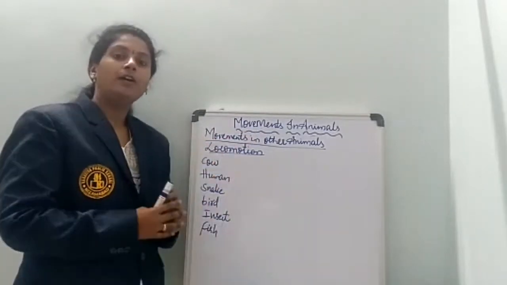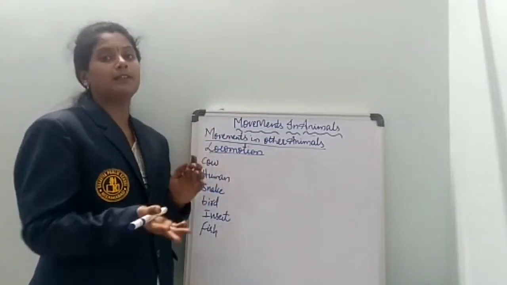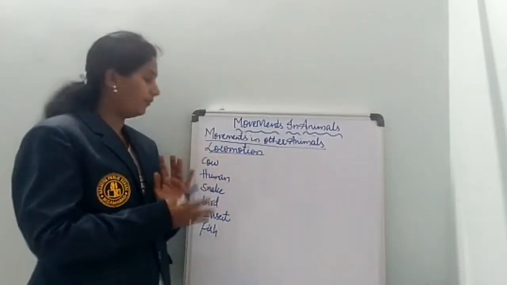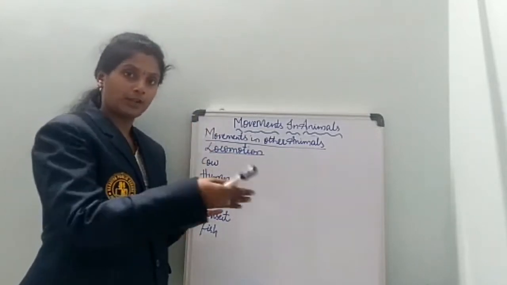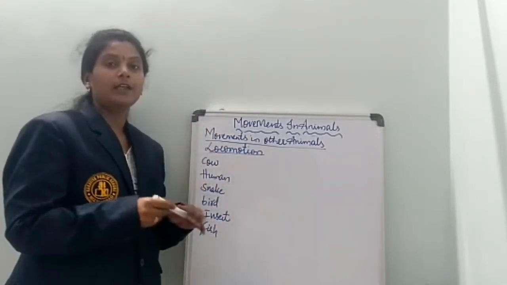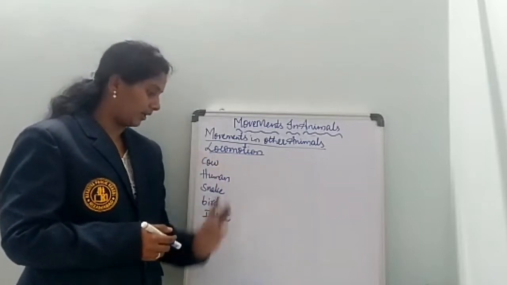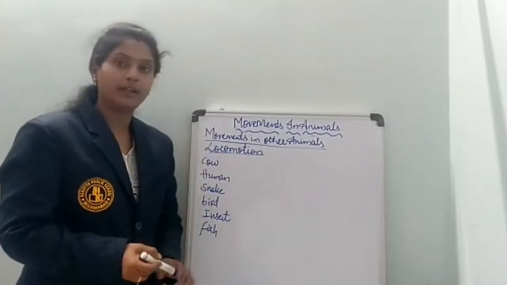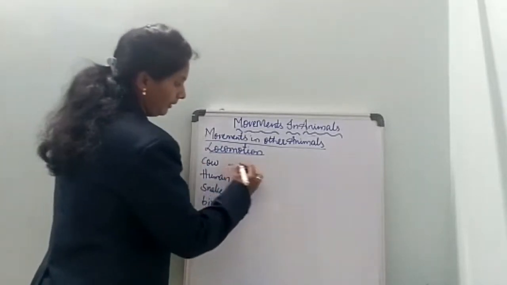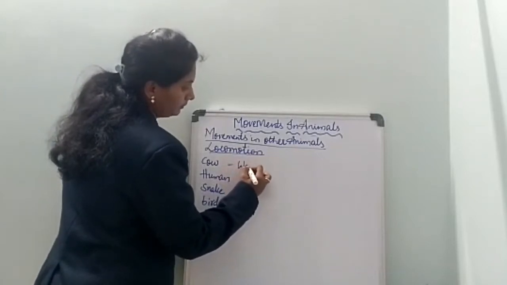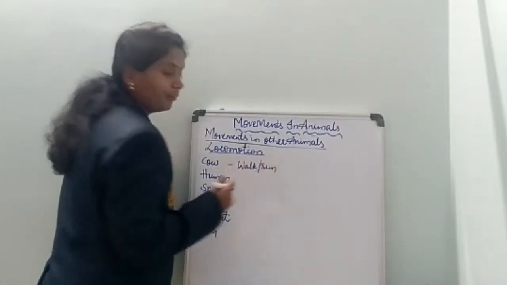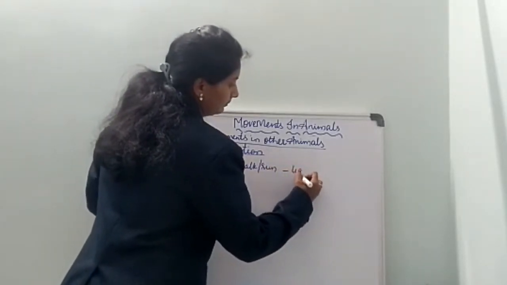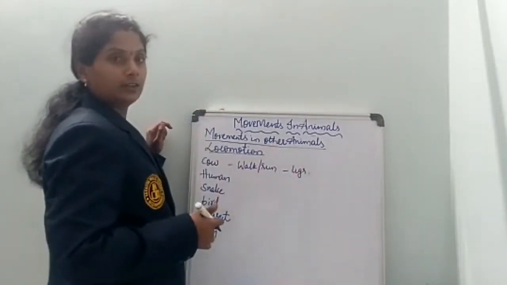The movement of any organism from one place to another place we call locomotion. Here are a few organisms which move in different ways. For example, if you take a cow, how will it move? They will move by walking or running. Which parts are helping them to run? Legs. Generally using the legs.